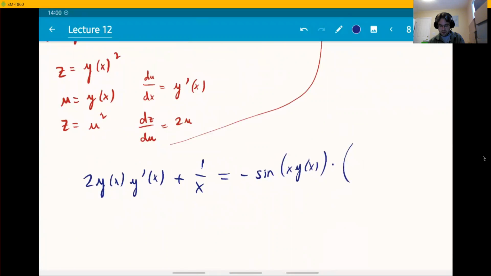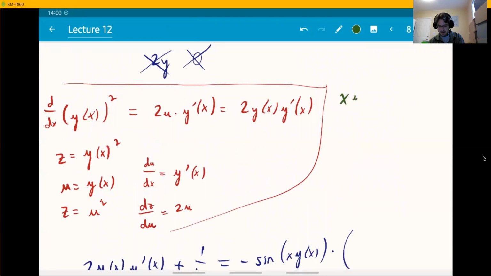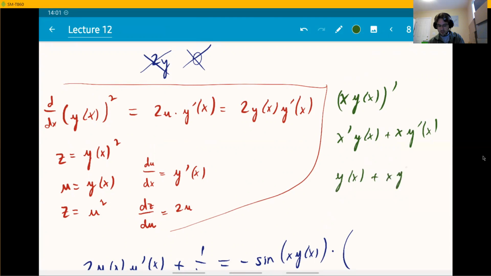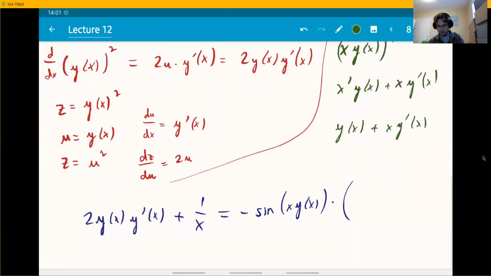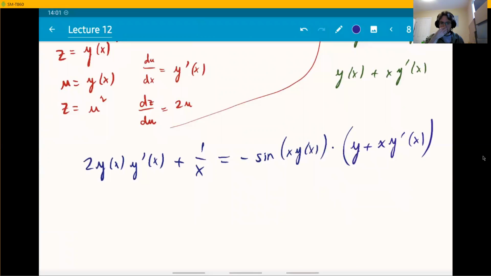How do you differentiate x y of x? Maybe that fits in here. x times y of x, prime. Well, that's the product rule. x prime times y plus x times y prime. x prime is 1, so you have y plus x y prime. That's what goes in here. Okay, so this is the derivative of the original expression.